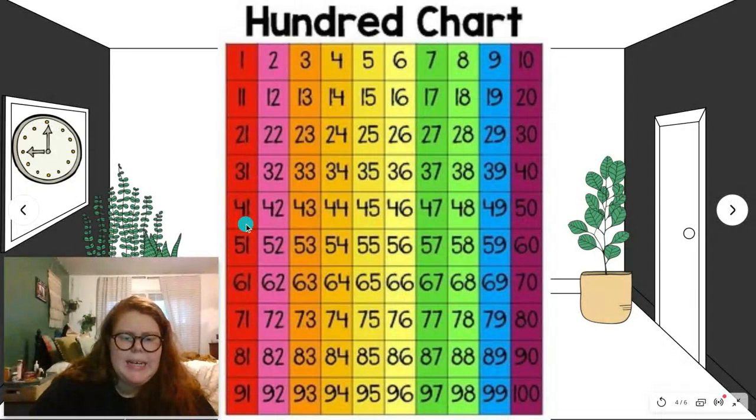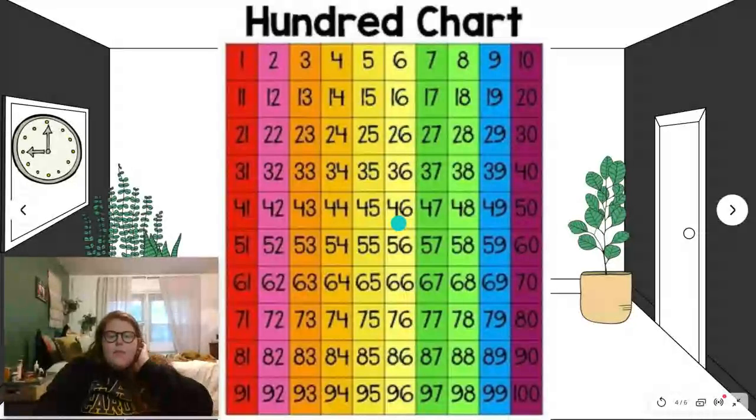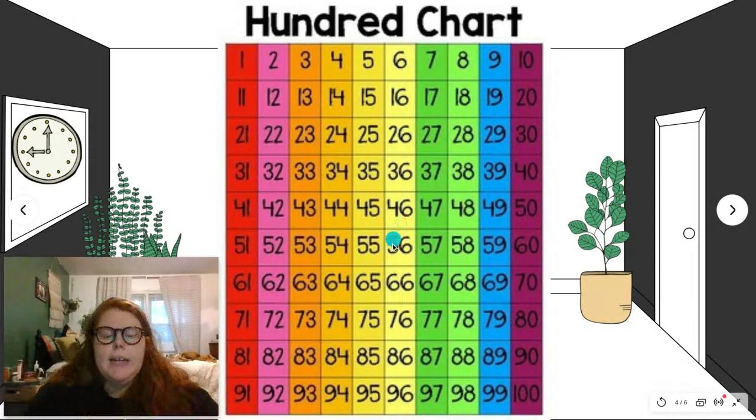Four 10s. And if I go over, I can see 6 1s. Did you say 46? Great job. I am thinking of a number between 64 and 68. So it's between 64 and 68, but it's an even number. It's not odd.